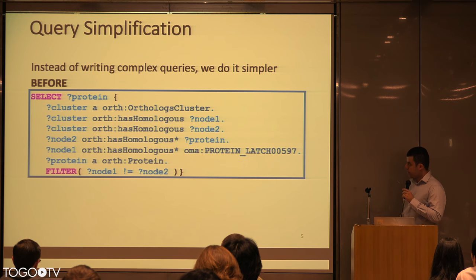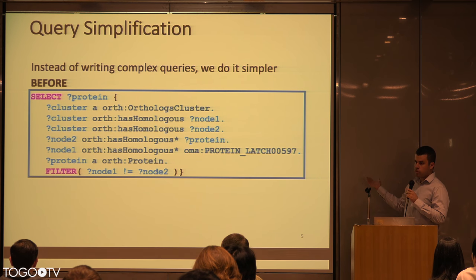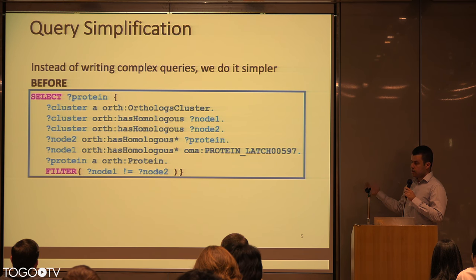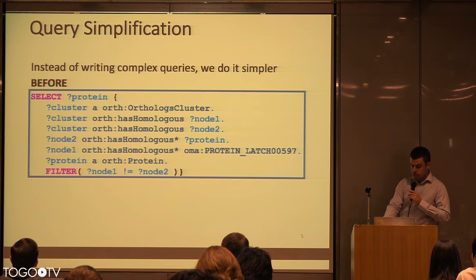Then, as I said, one of our goals was to simplify the queries that we write. This query is one of the most important in our case, because this query is the one that we retrieve the is orthologous to relationship. But it's quite complicated to write and understand. This is one of the examples that I can tell you in our case.